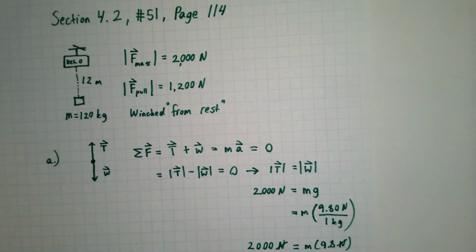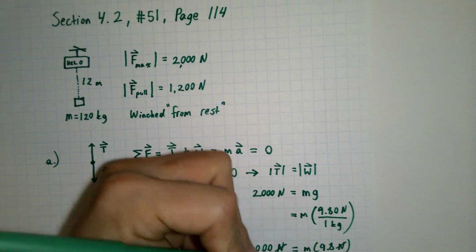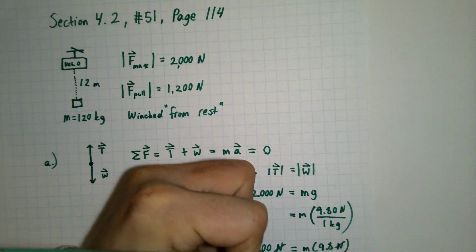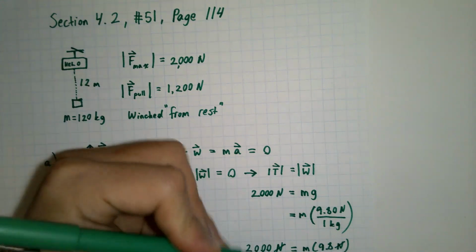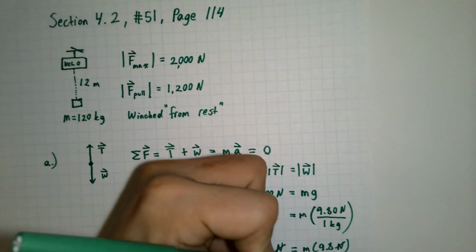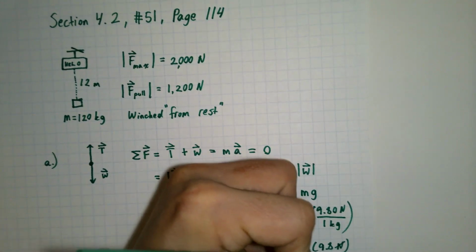So we have 2,000 divided by 9.8. That should give us the maximum mass that this cable can lift, and that is 2,000 divided by 9.8, our gravitational field. Here we only have one significant figure in the 2,000, so our mass is just 200 kilograms.